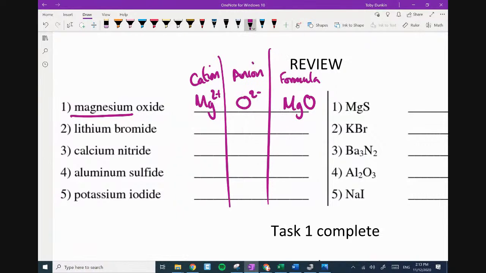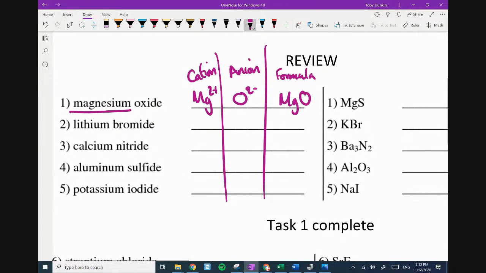Let's do the same thing for the next few. So lithium bromide. Lithium is in group 1. Bromide is in group 7, so 1-. So it becomes, metal always goes first, Li, Br. Next, a bit more tricky. Calcium is in group 2. Nitrogen is in group 5, so it's a 3-. Now we're going to get our little X factor trick, and we can get Ca3N2.